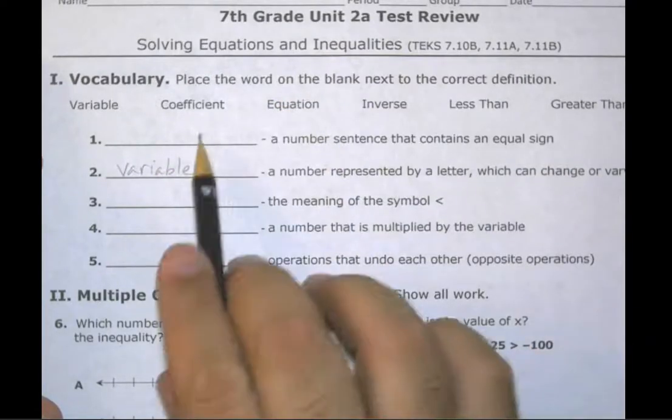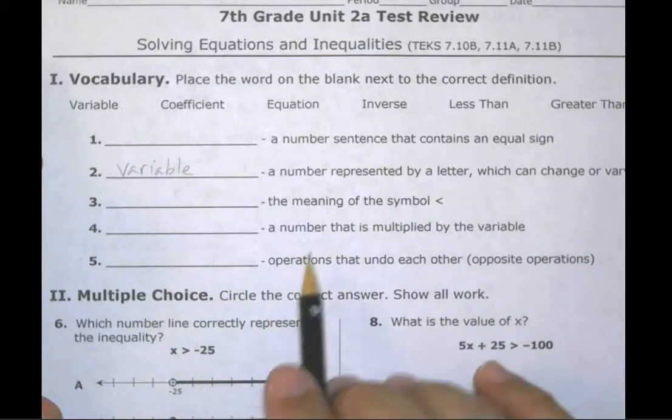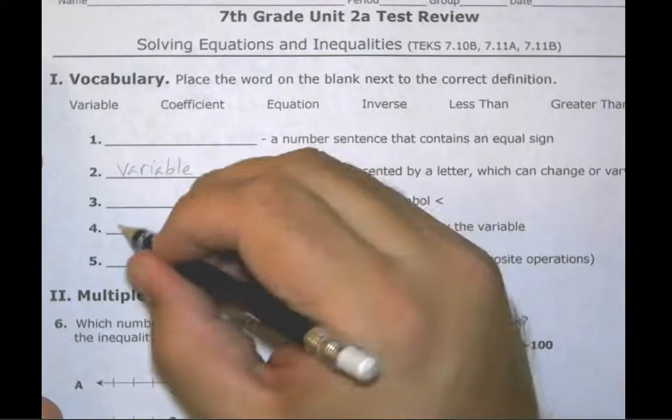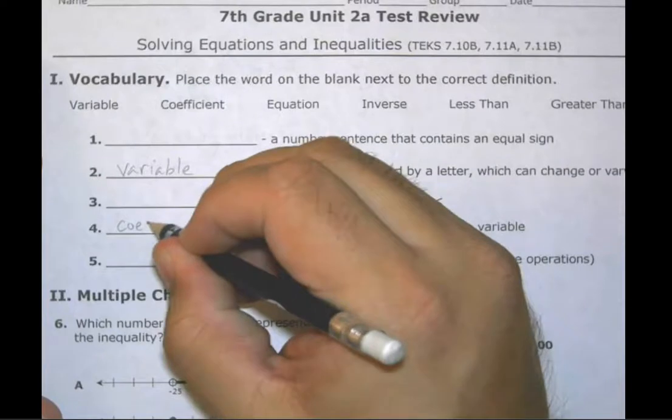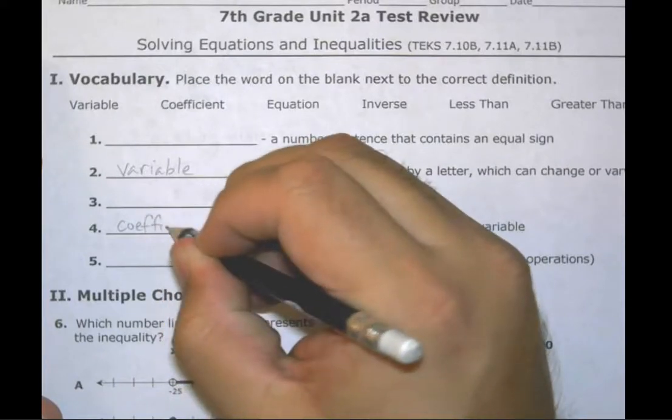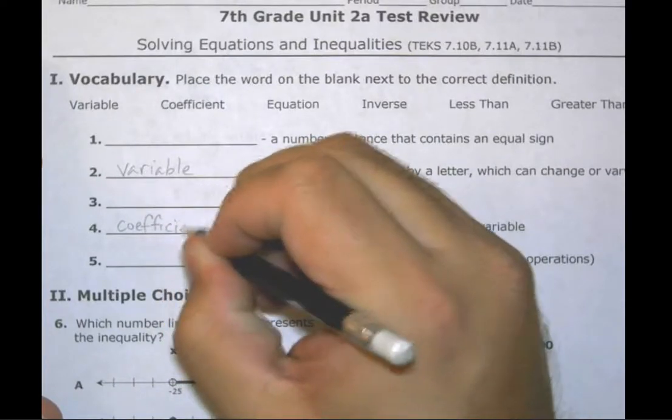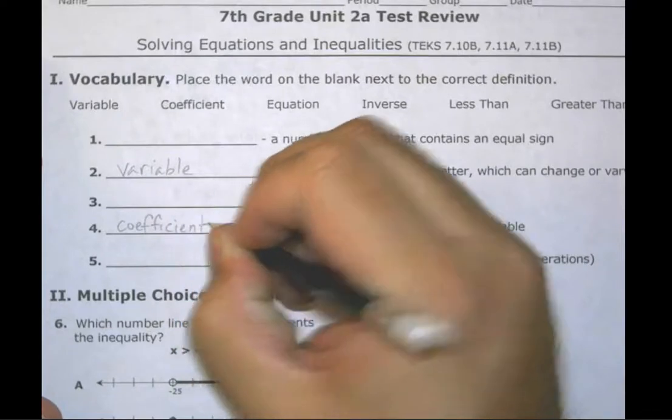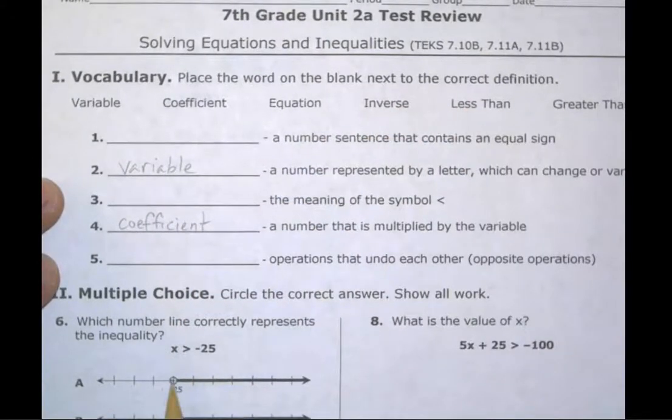The next word is coefficient, and that is the number that is multiplied by the variable. And so we've talked about this. So the coefficient is the number that's in front of our variable, usually x. So in this example here, my coefficient would be 1 because 1 times x is x. Over here, my coefficient would be 5 because it's 5 times x. So it's whatever number is in front of or being multiplied by my variable.